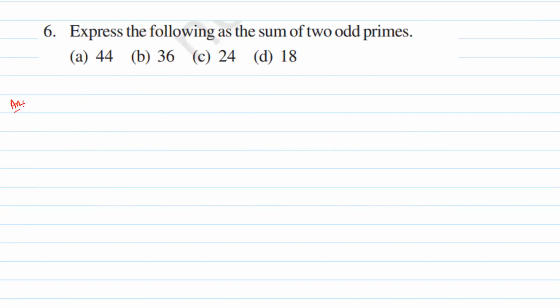Answer 6. Express the following as the sum of two odd primes. So 44. How can we write 44? You can write any pair. We cannot write 1, because 1 is neither prime nor composite. We can write 2 plus, no, then 3 plus 41. Can we write 3 plus 41?